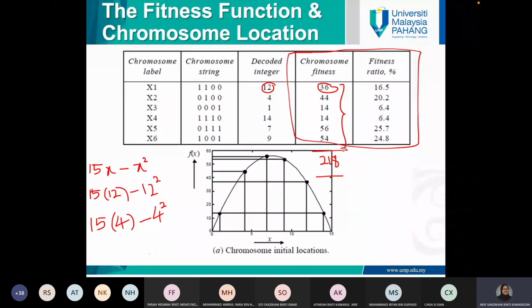Now we have the total, we have to calculate the fitness ratio. The fitness ratio is you take this chromosome fitness, divide by the total, times 100, because we want it in the form of a percentage. So divide, then multiply by 100. So for X1, you have 36 over 218 times 100. Then you will get 16.5.